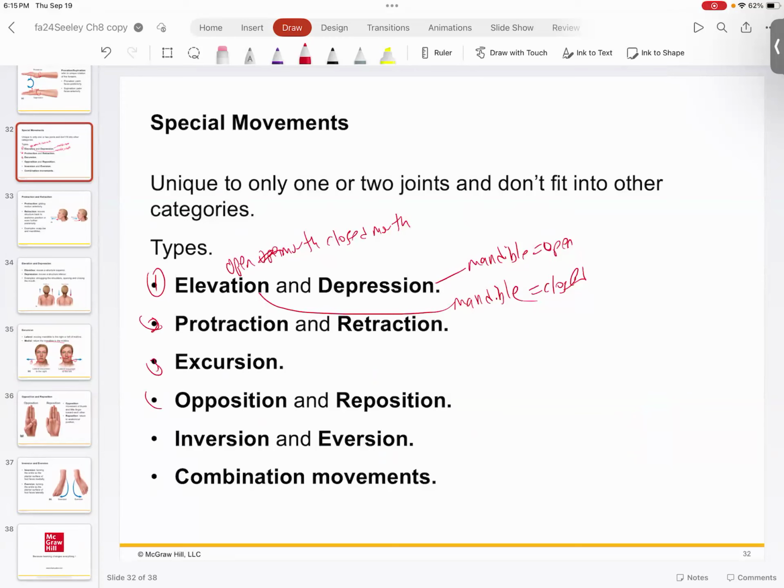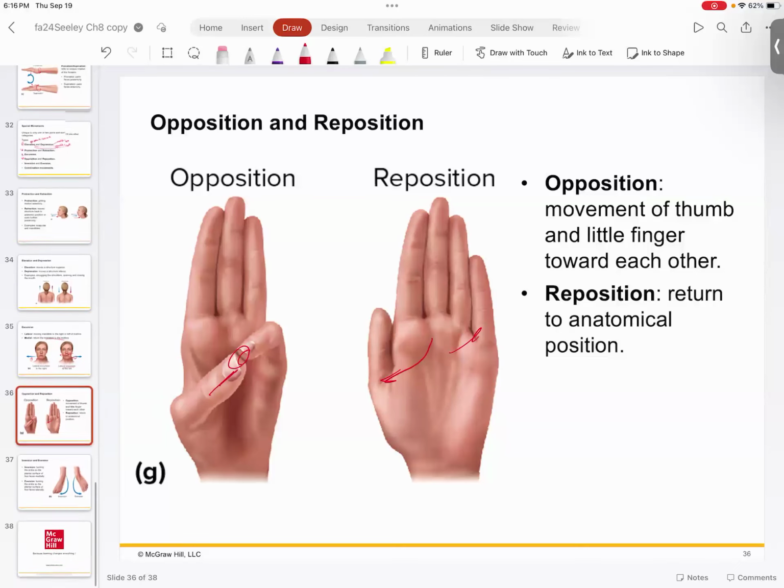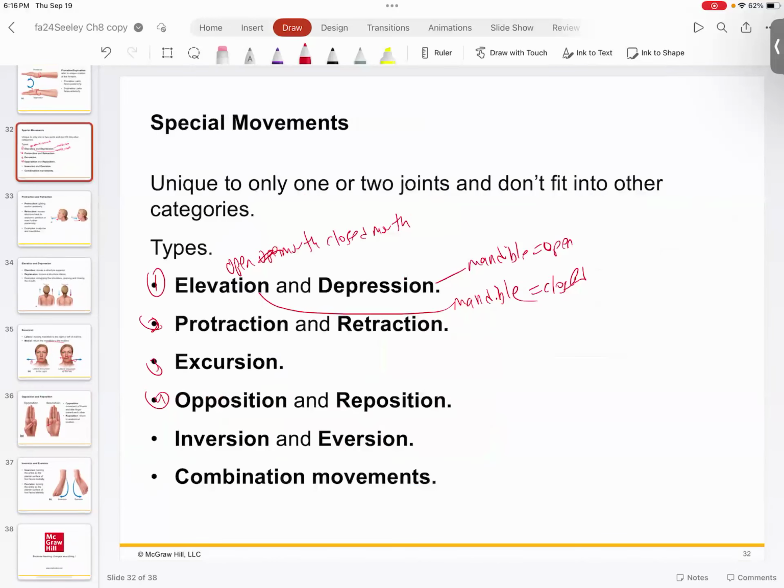Opposition, reposition. This is something that your hands are doing. So in opposition, basically it means that your fingers are touching. So you're touching your thumb to your finger. That's the opposable thumb idea. When they're moving away from each other, that's reposition. So opposition is what we're talking about when we talk about the opposable thumb.